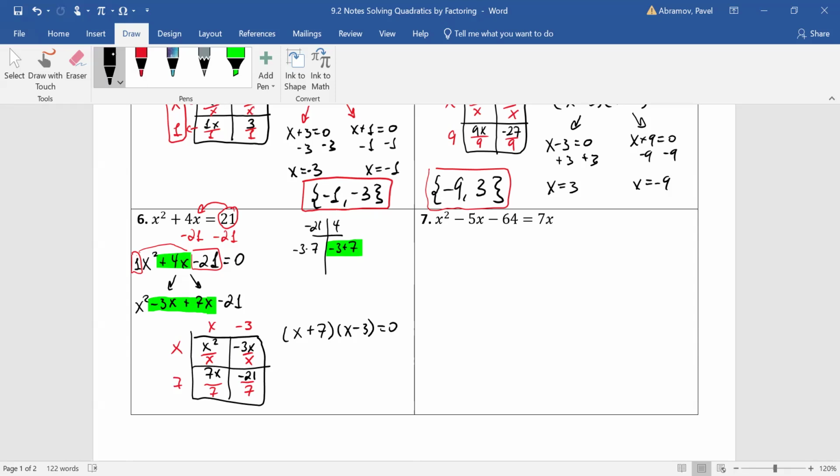And now we set it equal to 0, and therefore, we set each one of the factors equal to 0. And from here, we get x equals negative 7 and x equals 3. And therefore, we get 3 comma negative 7 as our final answer.